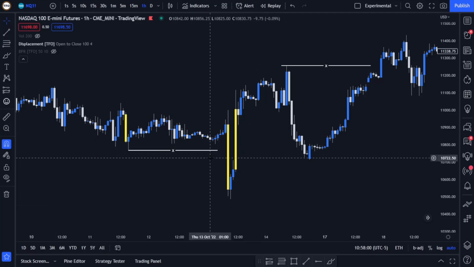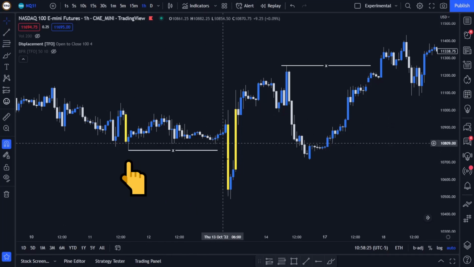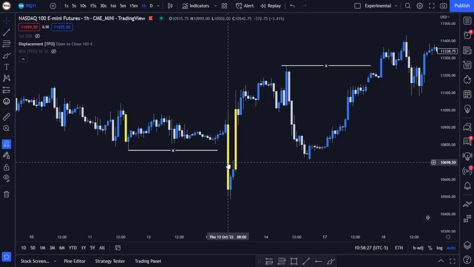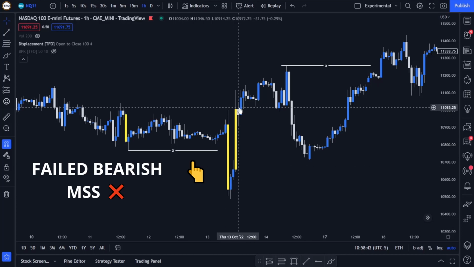So usually my main focus with displacement is using it to mark valid market structure shifts. If I'm looking at this old low right here, we can see we swept through it pretty quick, probably on news since it was at 8 o'clock. This could definitely be taken as a market structure shift that failed as price went back to the upside.